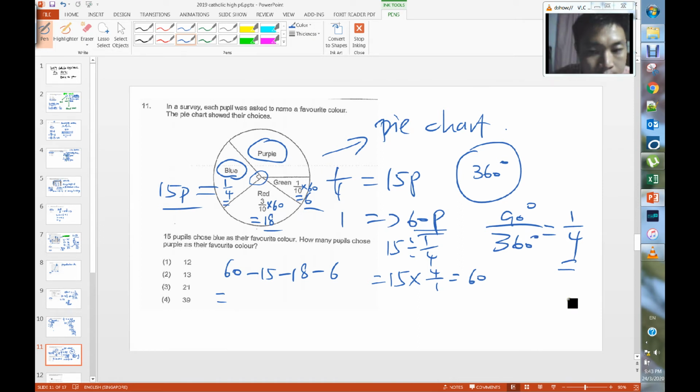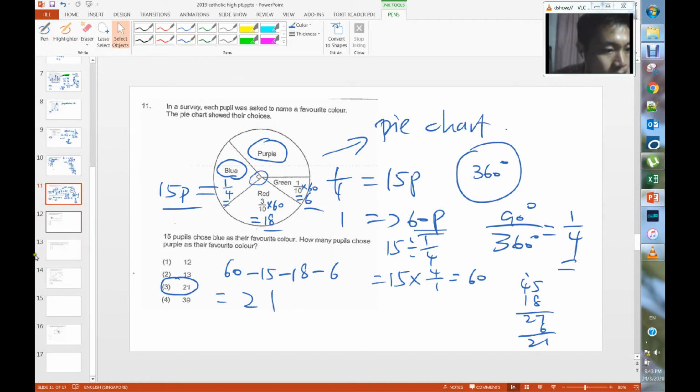Let me do a simple calculation here. 60 minus 15 is 45. 45 minus 18 is 27. 27 minus 6 is 21. So the answer is 21. 21 pupils chose purple as their favorite color. Okay, so let's move on to the next question.